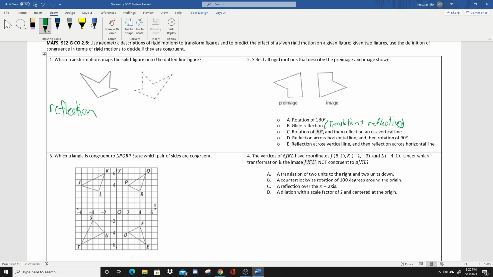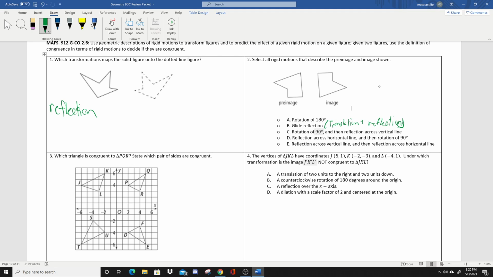Rotation of 90, then a reflection across a vertical line. If you rotate this thing 90, this point would be here, or it would be here. So then if you reflect it over this, it'd be here or here. So that wouldn't work.